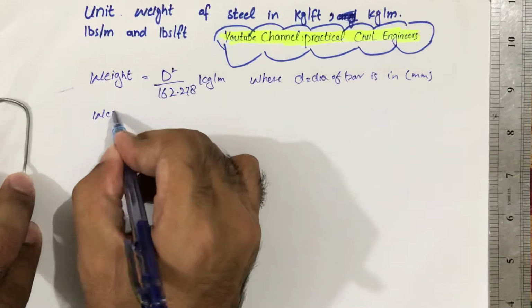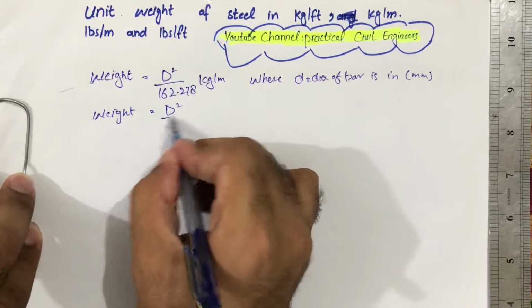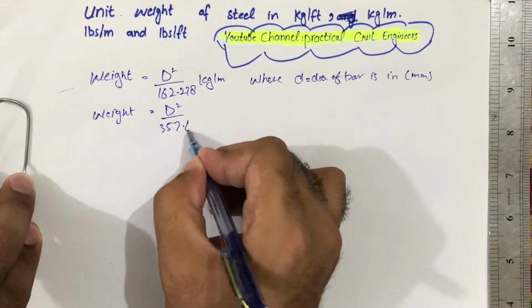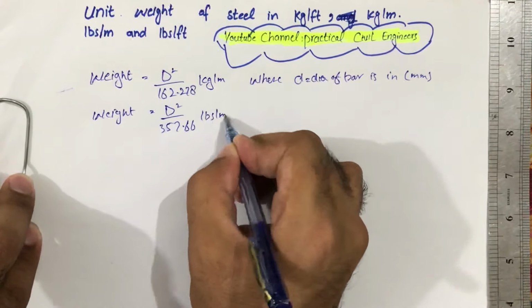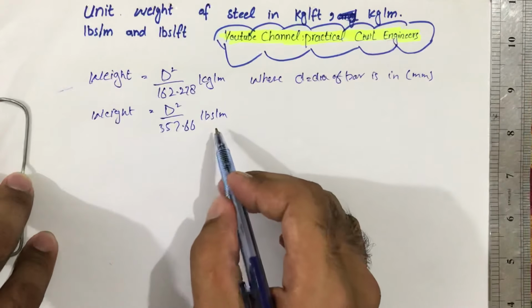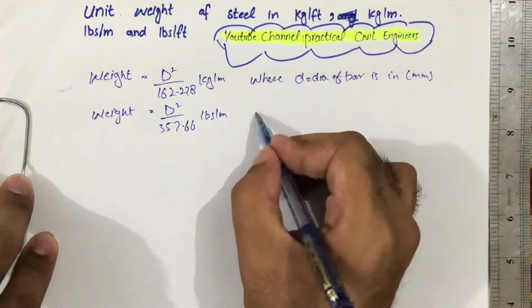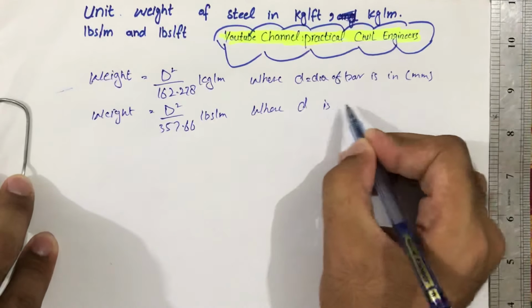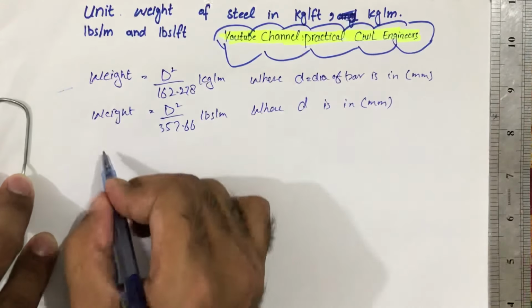The other one is weight is equal to d square divided by 357.66 lbs per meter. When we have to find the weight in lbs, we use d square divided by 357.66, where d is the diameter of the bar in mm.